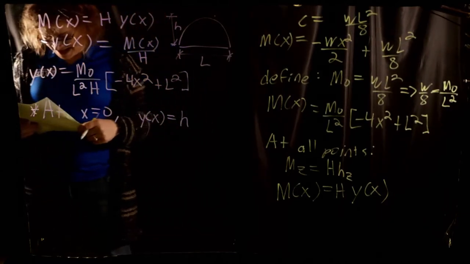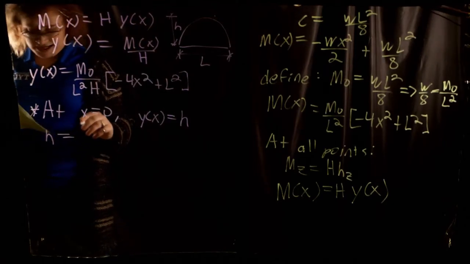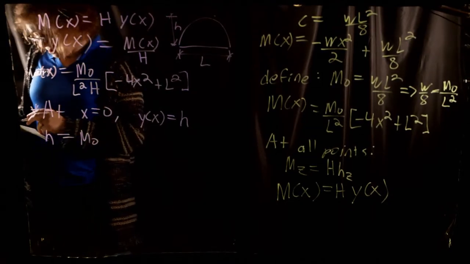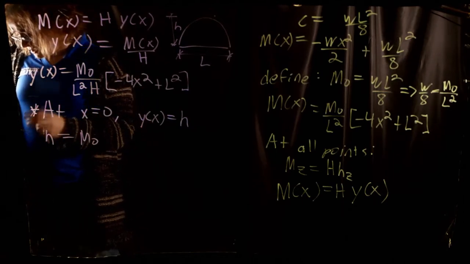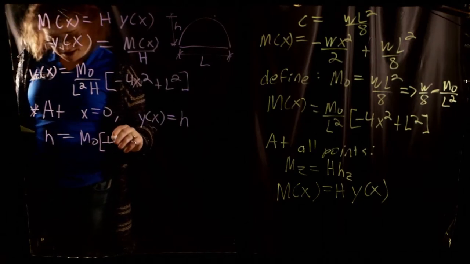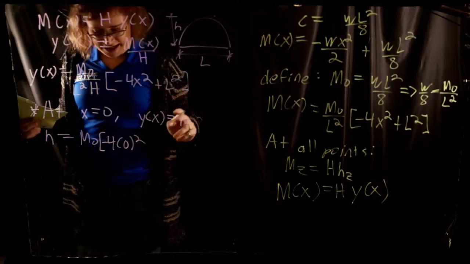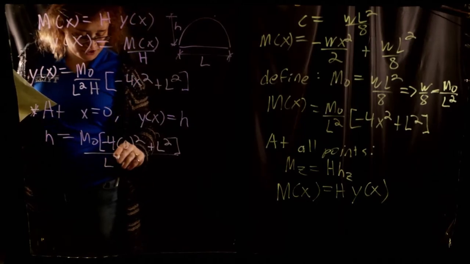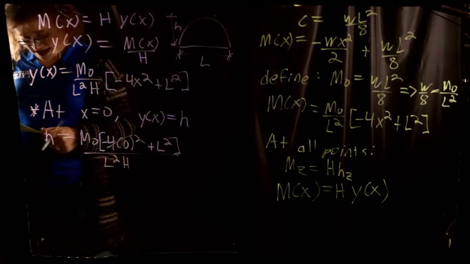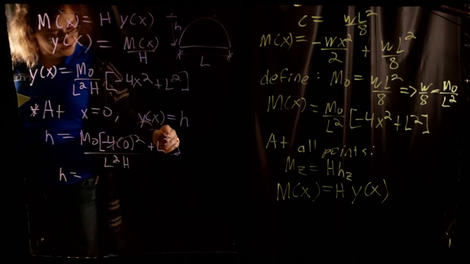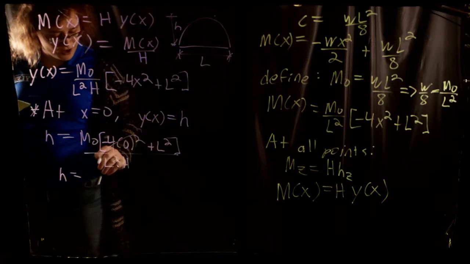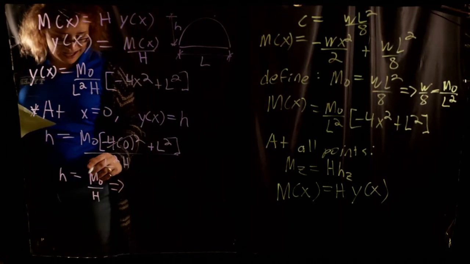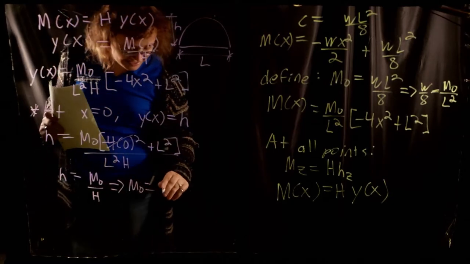Okay, so if I do that, I'll put in h for y of x. h equals m naught times negative 4 times 0 squared, again I'm just putting in 0 for x and h for y, plus l squared, and all of this divided by l squared h. That term, of course, goes away, and I am left with just l squared, so l squared over l squared is just 1, so h is equal to m naught over capital H. What I really want is an expression to eliminate my m naught, and that is that my m naught is equal to lowercase h times capital H.